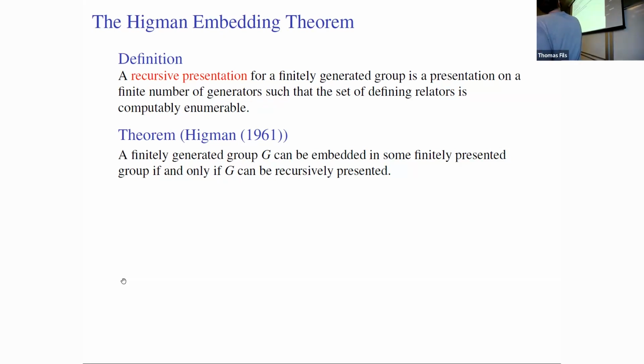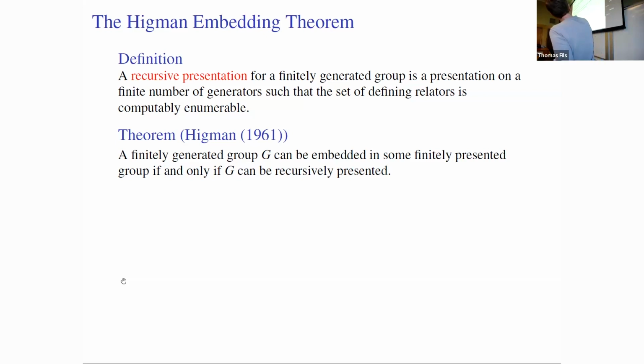Okay, so a recursive presentation for a finitely generated group is a presentation on a finite number of generators, such that the set of defining relators is computably enumerable. When you have a group, you can write all of your relations in the form W equals 1, because if you have U equals V, you can just write UV inverse equals 1. So you can think of your relations as just a set of words, right? The set of left-hand sides of these relations.